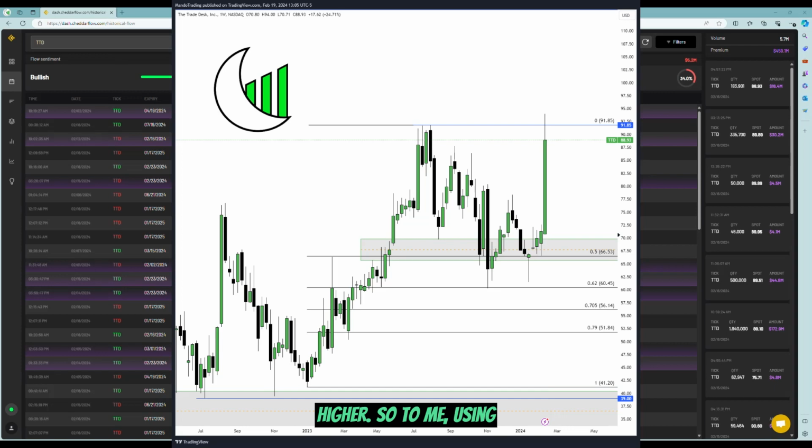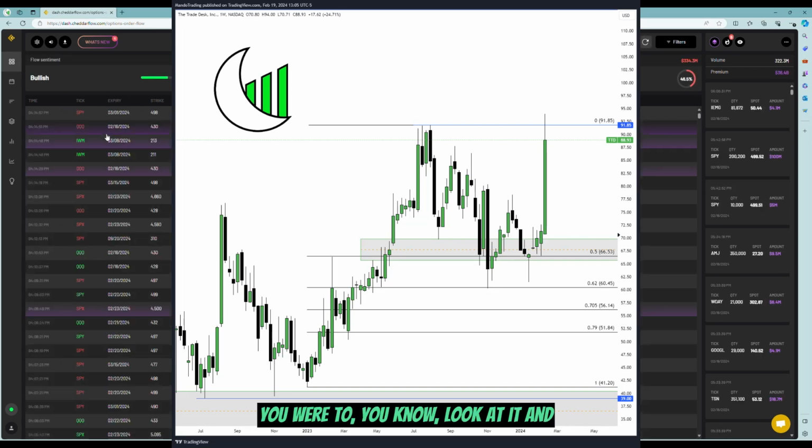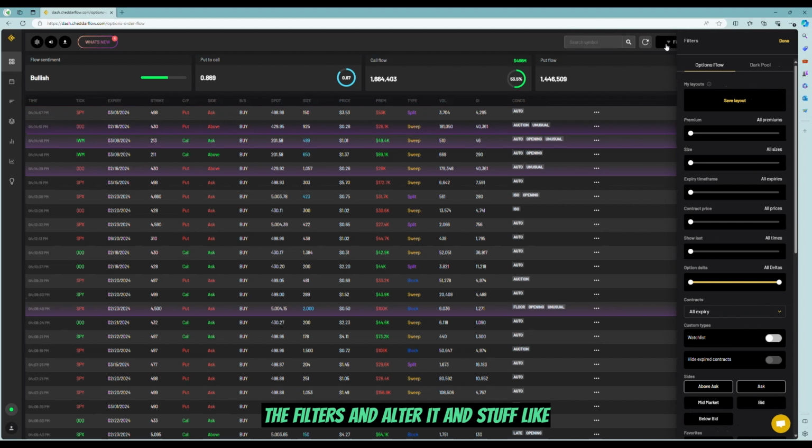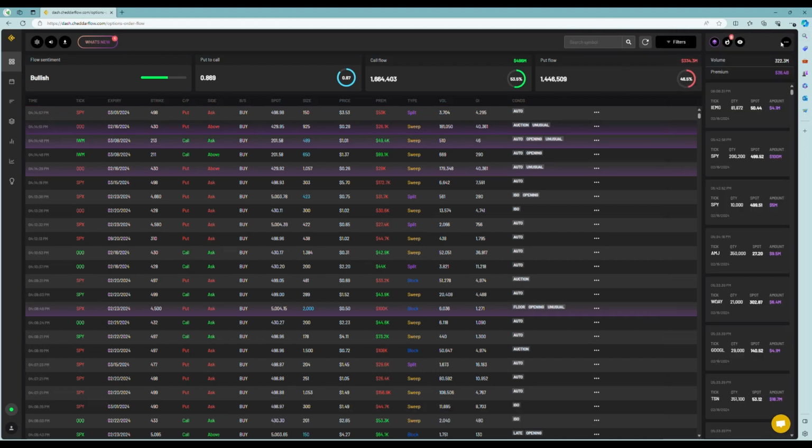So to me, using options flow in this way is really the way that I'm using it, almost as a scanner. Because if you were to look at it, you're going to see there's numerous orders, and of course you can come over to the filters and alter it and stuff like that, which I do as well, specifically for the dark pool prints.